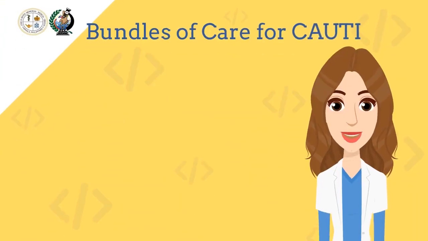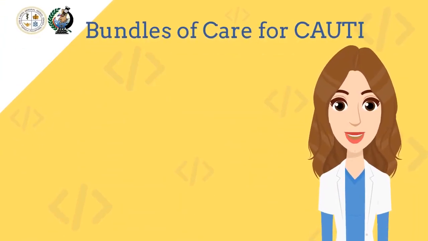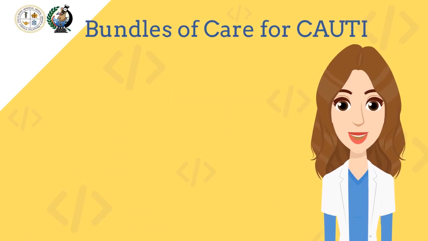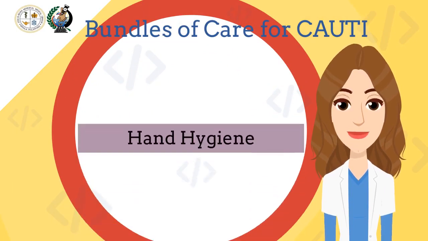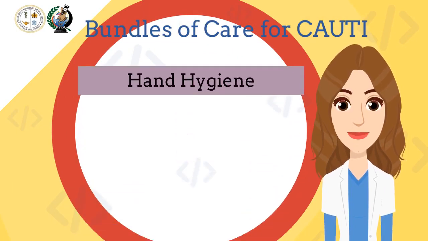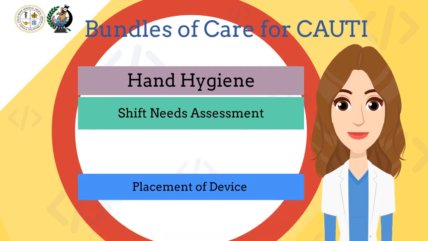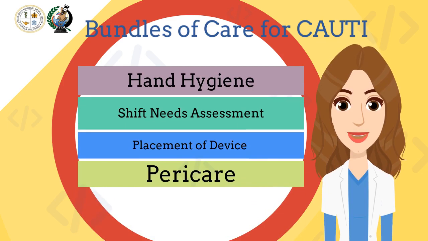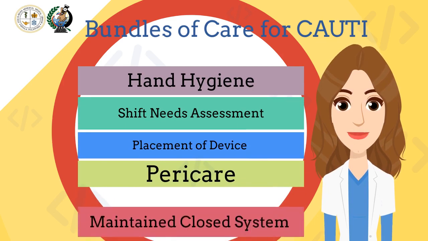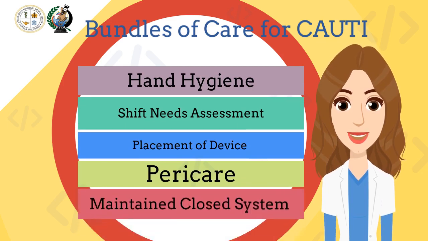Again, for our care bundle for catheter-associated urinary tract infection, what management or intervention do we need to group to prevent infection? You're right. We have the following: proper hand hygiene, shift needs assessment, proper placement of device, pericare promotion, and lastly, maintaining its closed system. Alright. You're good.